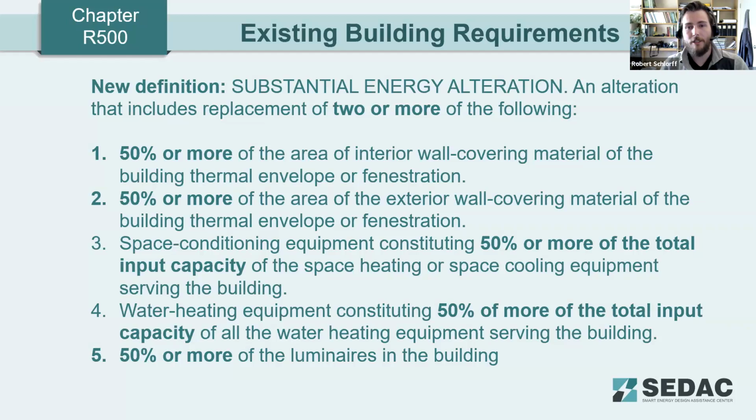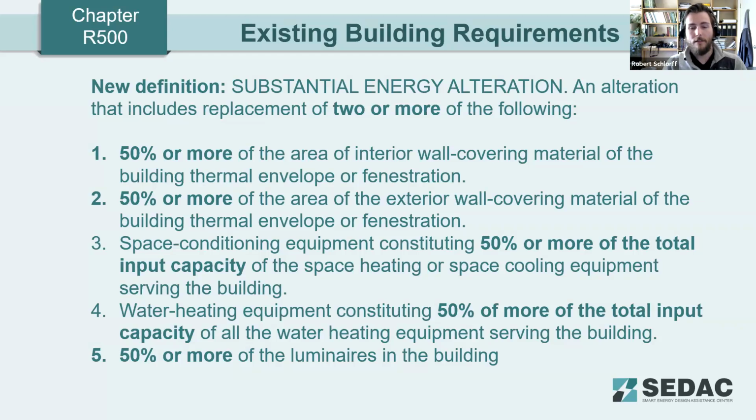A substantial energy alteration is an alteration that includes work on two of the following. 50% or more of the area of the interior wall covering of the building thermal envelope or fenestration being changed within the project. 50% or more of the area of the exterior wall covering being changed. So either 50% or more of the interior or exterior of the wall. Space conditioning equipment that constitutes 50% or more of the total input capacity. So if you're switching out more than half of the HVAC system, that applies.